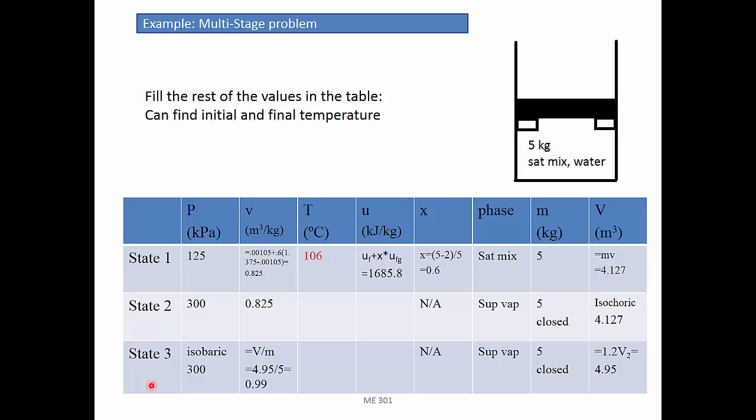Two intensive properties are given in state 1. The pressure is 125 kilopascal. We know the mass of the liquid, therefore we should be able to find quality. The phase is identified as saturated mixture. With the two intensive properties of pressure and quality given, we are able to find the rest of the properties from the thermal table. From the thermal table, we can interpolate the temperature to be about 106 degrees C.